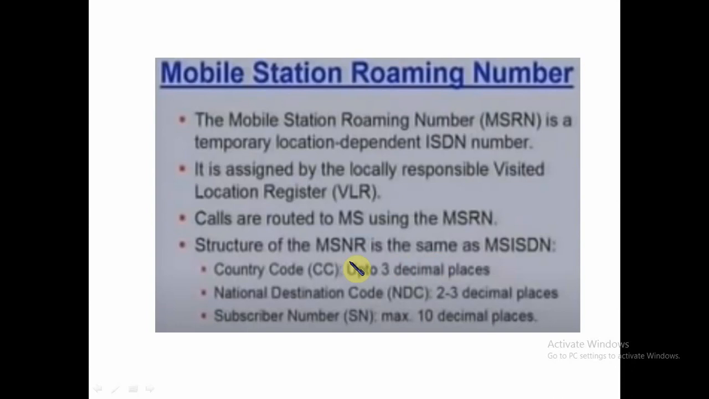And again we have a similar structure for the MSRN. There is a country code, followed by the NDC of 2 to 3 decimal places, and the subscriber number of maximum 10 decimal places. There is a location area identity, which we already saw.